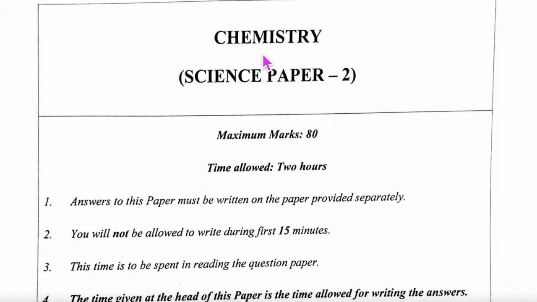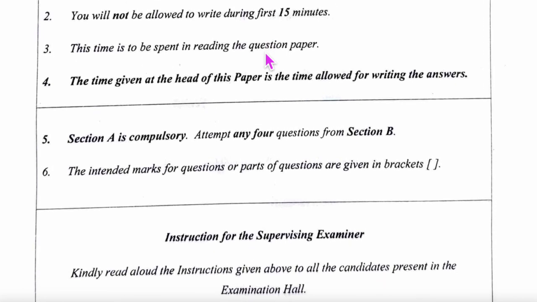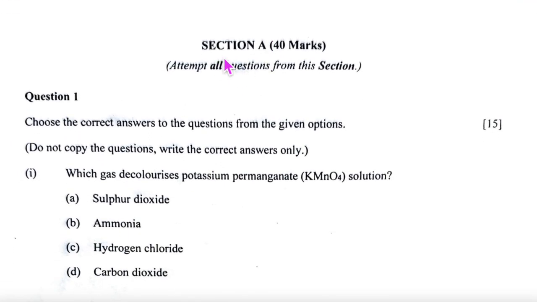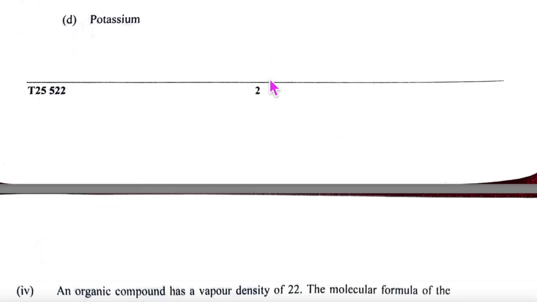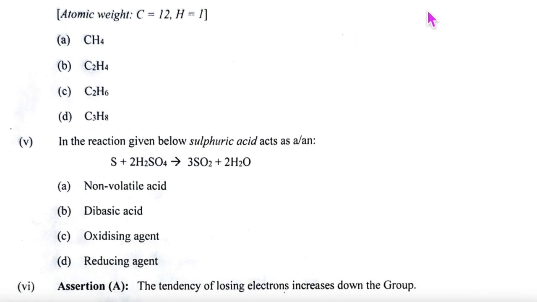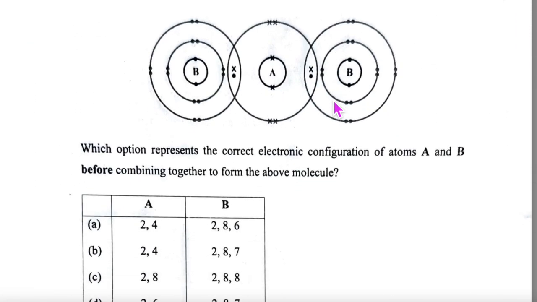I have just received the ICSE 2025 Chemistry Board paper in hand, and I have started solving it, giving you the answer key. We started with section A, question 1. I've already finished and posted the video. If you want to have a look at it, the link will be somewhere on the right hand side. Let us come now to question number 2.